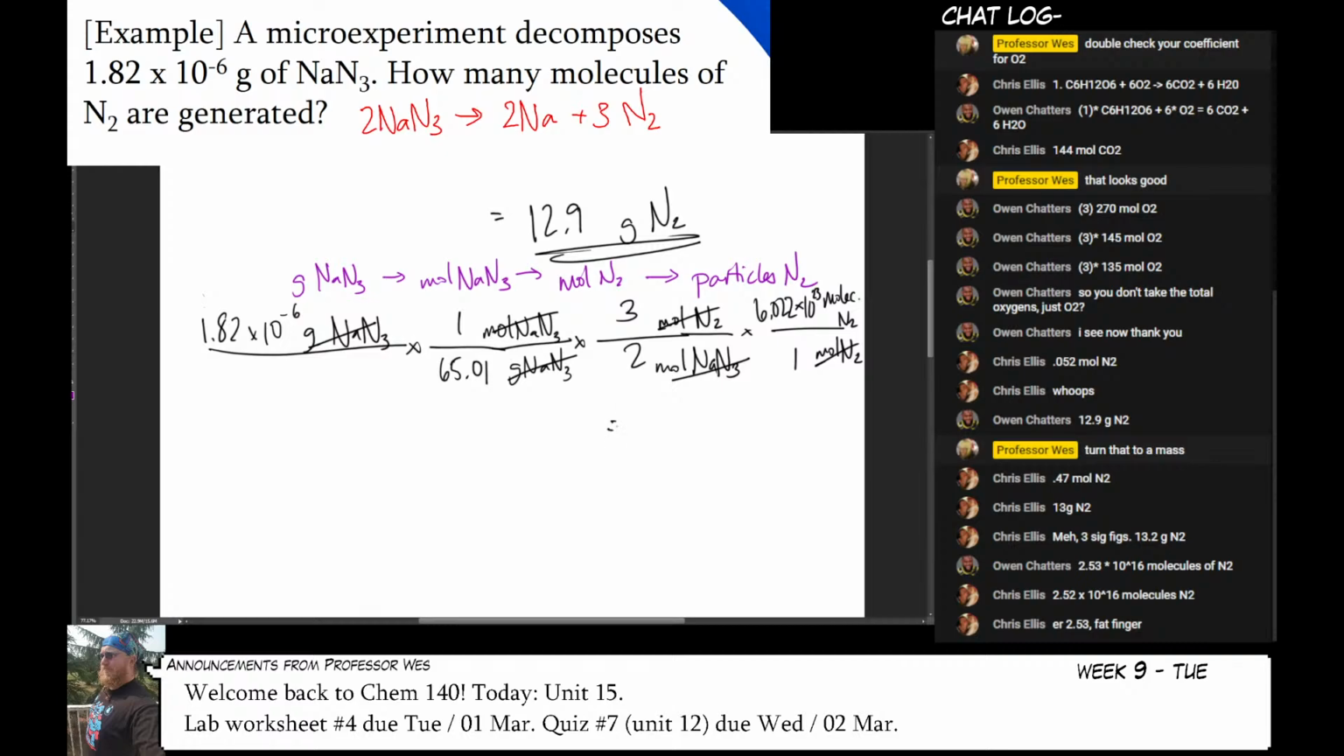And so all of it goes in the calculator. Again, be very careful with parentheses here, especially when using exponents. I got 2.53 times 10 to the 16 is what I got.